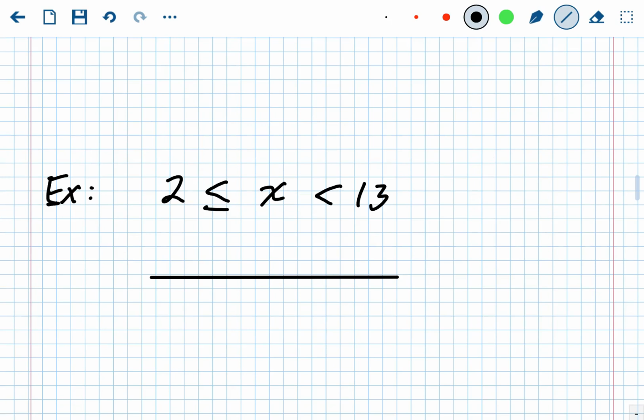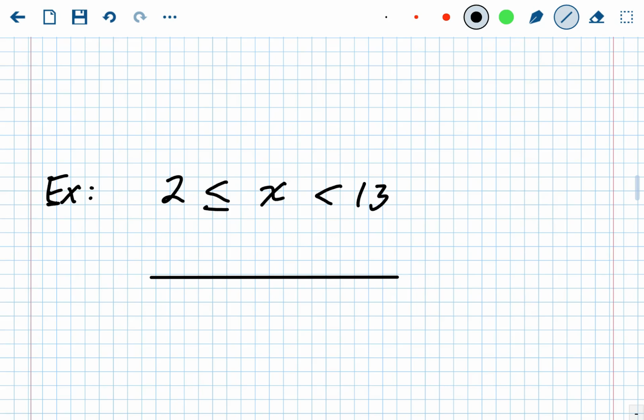So let's look at some examples. This first example: 2 is less than or equal to x, which is less than 13. So it's a compound, compact inequality. We're going to do it in all three versions. We have the inequality, we're going to make it a graph, and we're going to make it an interval.